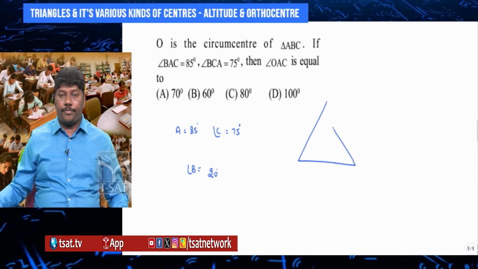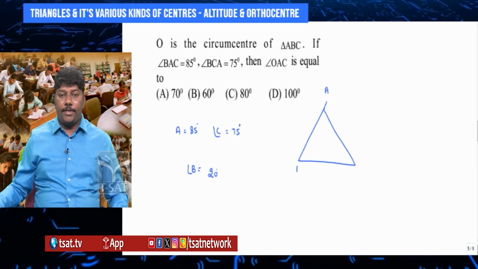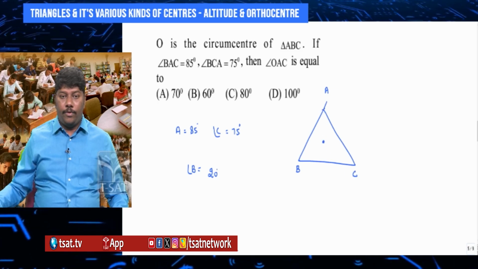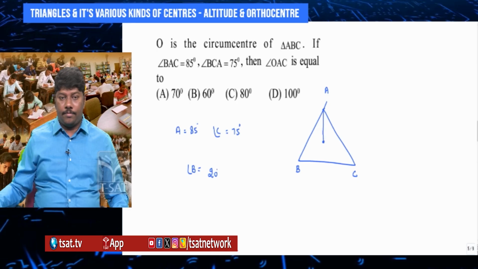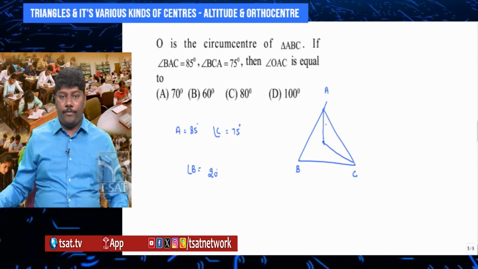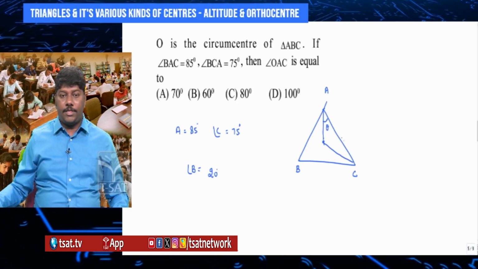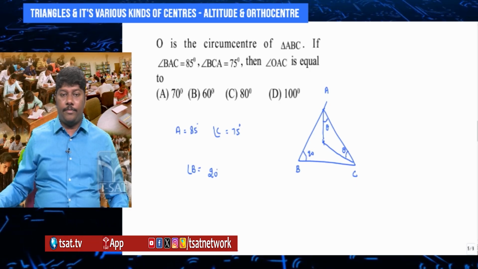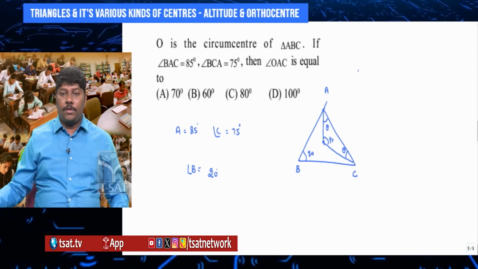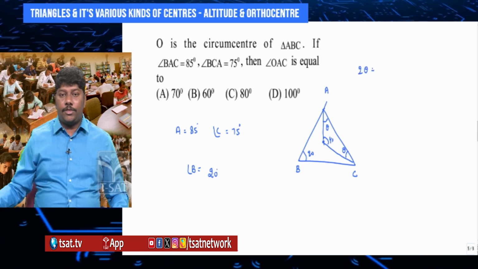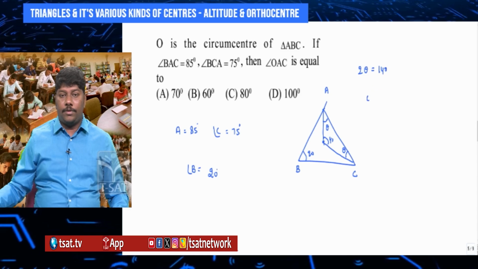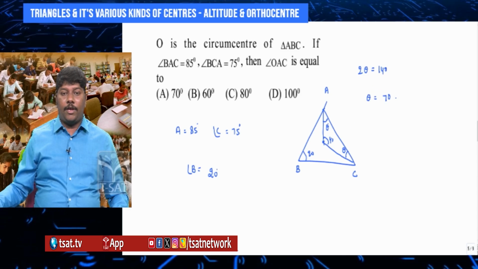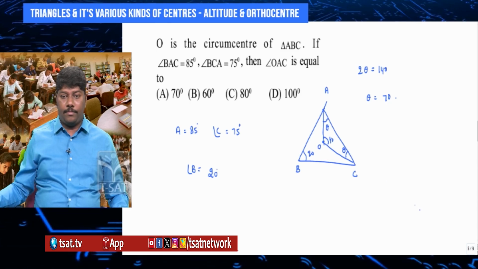Imagine triangle ABC. I need OAC. We are interested in this angle. If it is theta, this is also theta, because we have seen a similar sum. Angle B is 20, which means this becomes 40. So 2 theta in the triangle is equal to 140, so theta is equal to 70. So basically, if B is given, this is how I find OAC. See there.